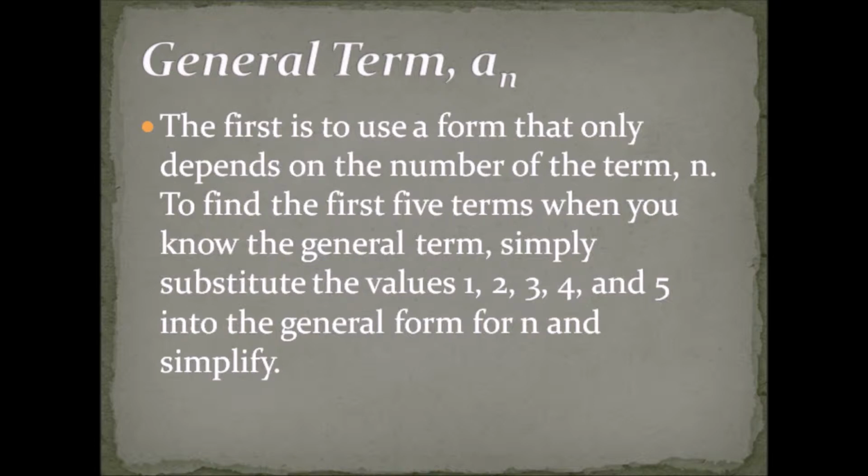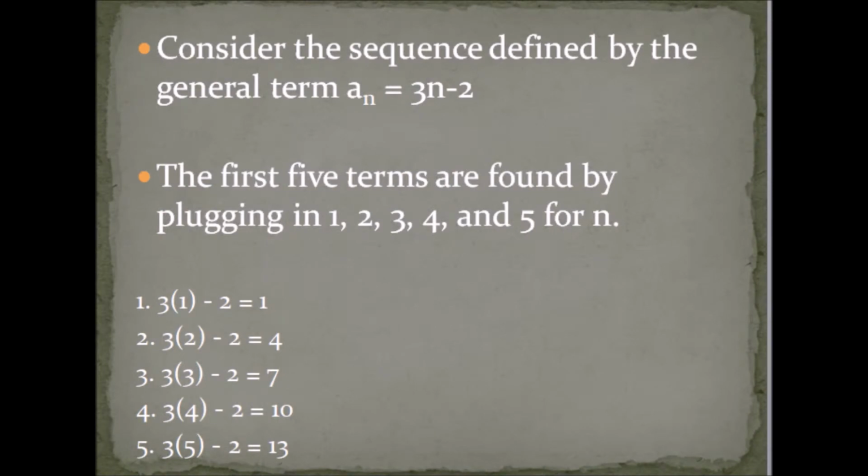To find the first 5 terms when you know the general term, simply substitute the values 1, 2, 3, 4, and 5 into the general form for n and simplify. Consider the sequence defined by the general term e sub n equals 3n minus 2. The first 5 terms are found by plugging in 1, 2, 3, 4, and 5 for n.